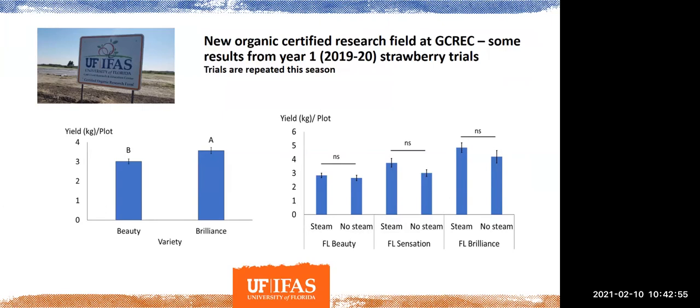But interestingly also, although the difference was not significant, we did see a consistently higher numerical yield in the steamed when we used the steam transplant. So steam treatment may be an option, especially for organic growers. It's one of the few things they can do. So this may be an option for those growers in the future.